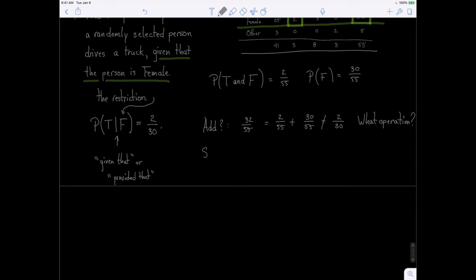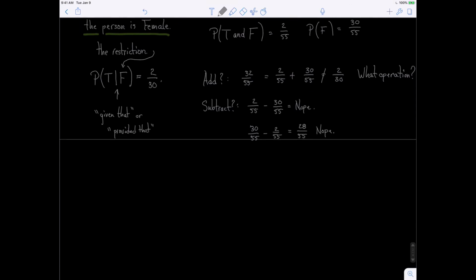All right, let's try subtraction. If I take 2 out of 55 and subtract 30 out of 55, it's a negative number, so we know that's not going to work. What if we switch them? What if we take 30 out of 55 and subtract 2 out of 55? That's 28 out of 55. Again, that didn't work either.